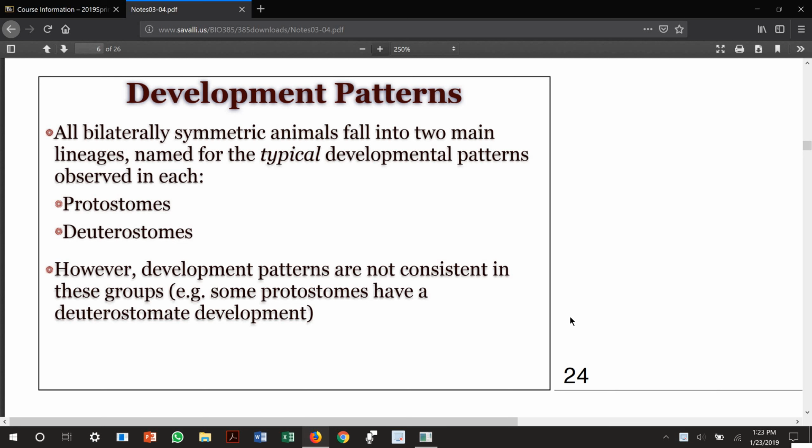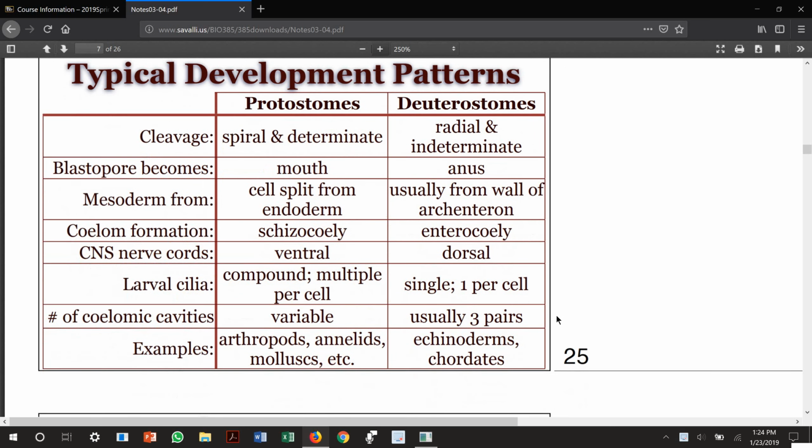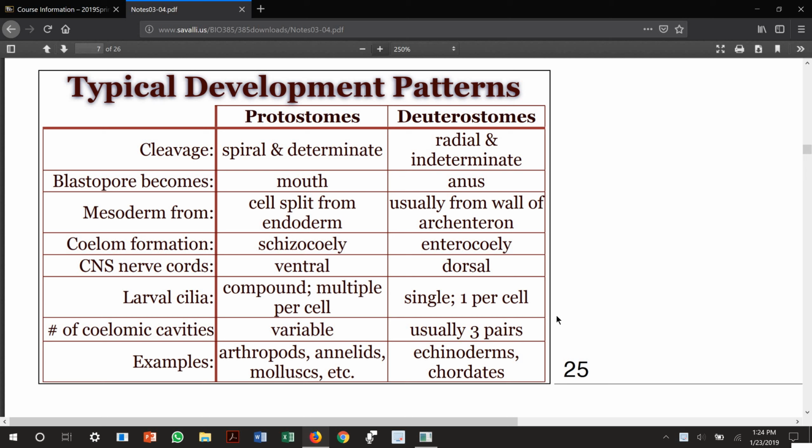However, as it turns out, this is not 100% reliable, and some animals, which molecular data tells us group very clearly with, for example, the protostomes, actually have either some or mostly deuterostome type development. So that's why the word typically is emphasized here. Most protostomes have a protostomate kind of development, but there are exceptions to that. But we still use this name to refer to that group of animals taxonomically, even if they sometimes have a deuterostome type development.